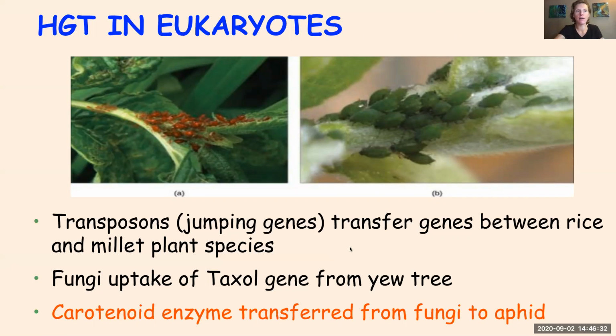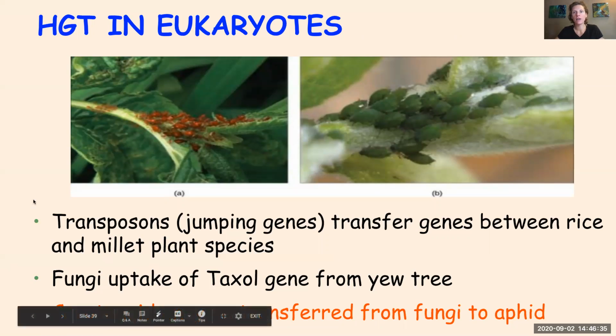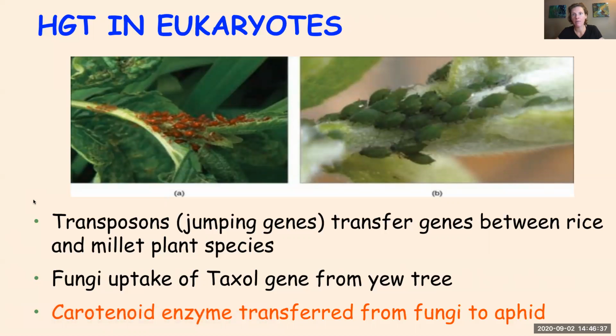And then the bottom here is carotenoid transfer. So this is what the picture is above. So a carotenoid, if you might have heard that term before, is a pigment. It's also involved in photosynthesis. I always think of it as kind of orange, and it has that root carrot in there, like carotene. So the carotenoid enzyme was transferred from a fungus to an aphid.